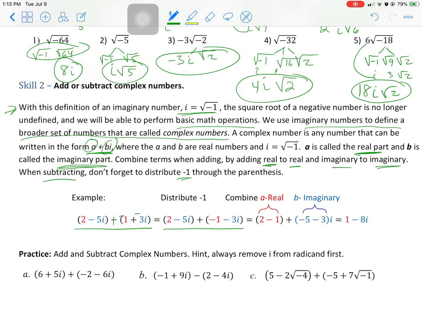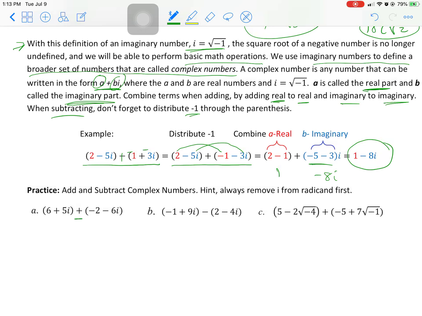Then I'm ready to combine the real parts together to get my 1, and then combine the imaginary parts together to get -8i. So there is that added together and simplified. Okay, so let's try that.